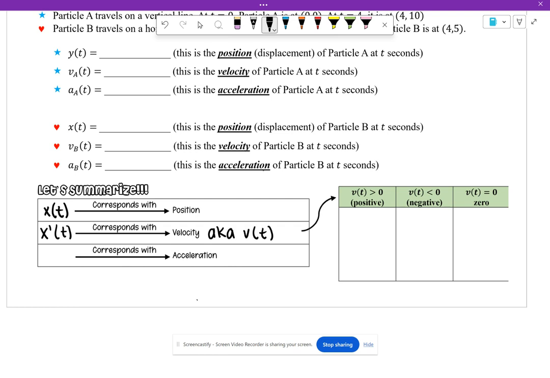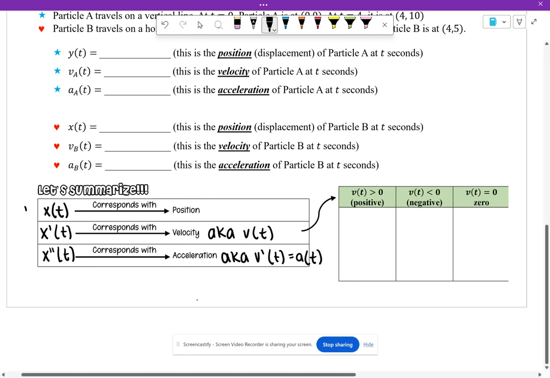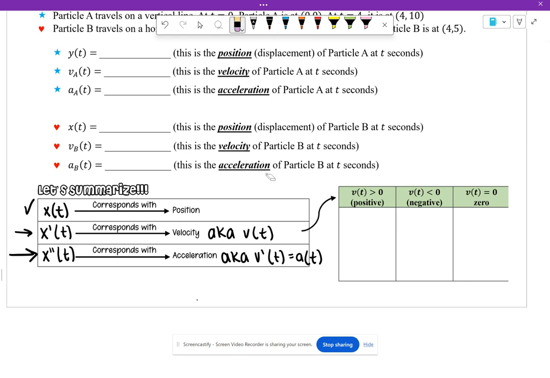And then if I take the derivative of the derivative, I end up with x double prime of t. And that's going to tell me the acceleration of the particle, or of the thing that is moving back and forth on this straight line. You can also think of that as the derivative of the velocity function, which is the same thing as a of t. So we've got position, velocity, and acceleration. If we're given a position function and we take the first derivative, we get the velocity. If we take the derivative of the derivative, we get the acceleration.